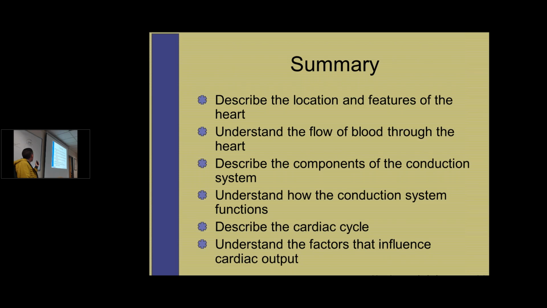Which node is that? SA node, and it comes down here to the AV node. It can also be called what? Bundle of His. Good. And then you're coming down here in what? Bundle branches, and then you're coming out here with Purkinje fibers. Perfect. And the fact that that can all happen by itself is called what? Automaticity. Good.